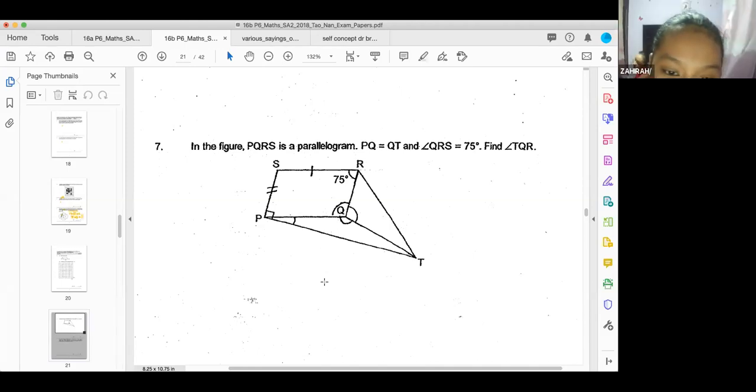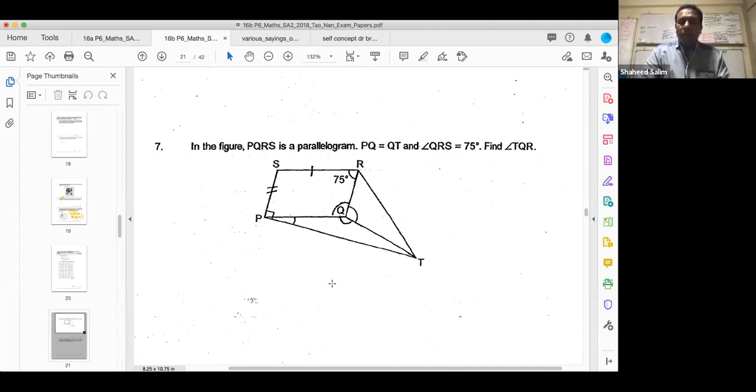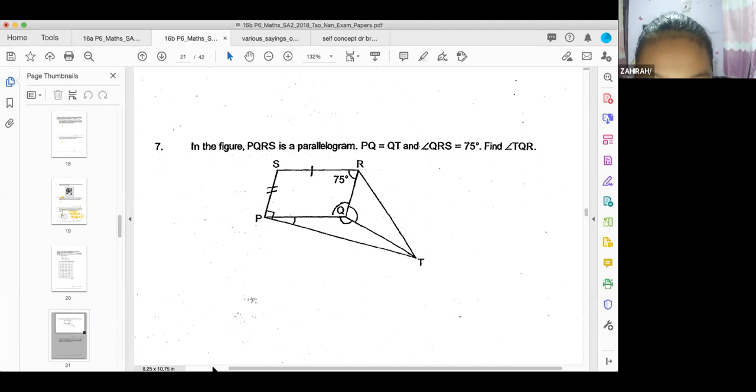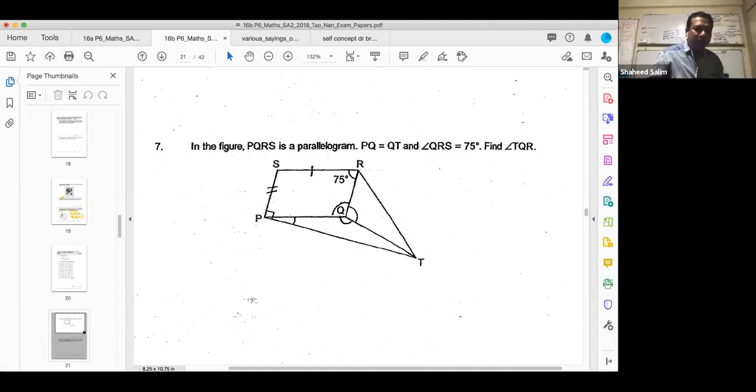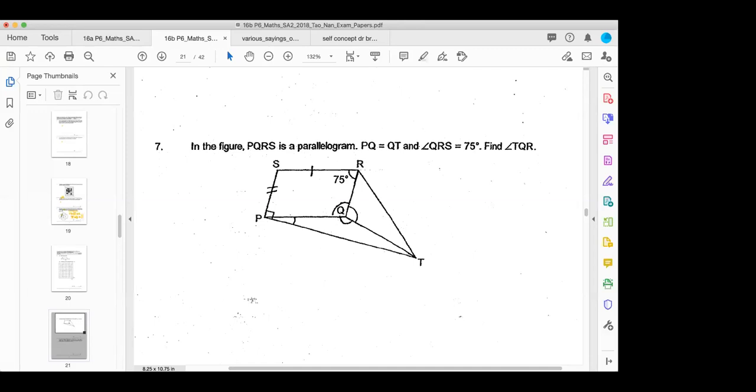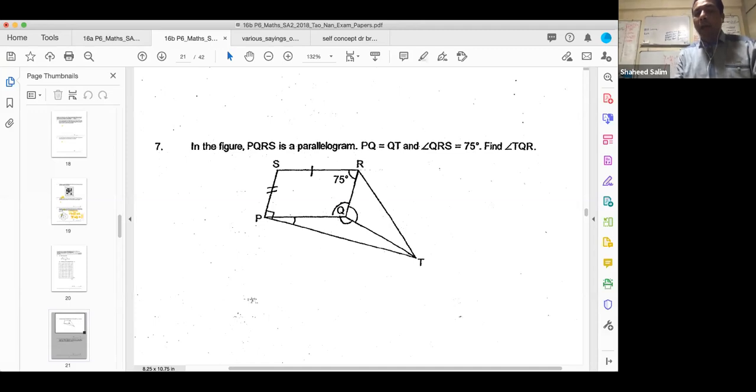Teacher, angle SRQ and RQP is equals to 180, right? Angle R and Q equals to 180, right? Yes. Well done, Zahira. Is angle R and P the same? R and P, yes, they are the same. But no, R and P, not the whole of P. The whole of P is 90 degrees. This part down here, yes. I mean, not the whole thing. From here until here is correct.